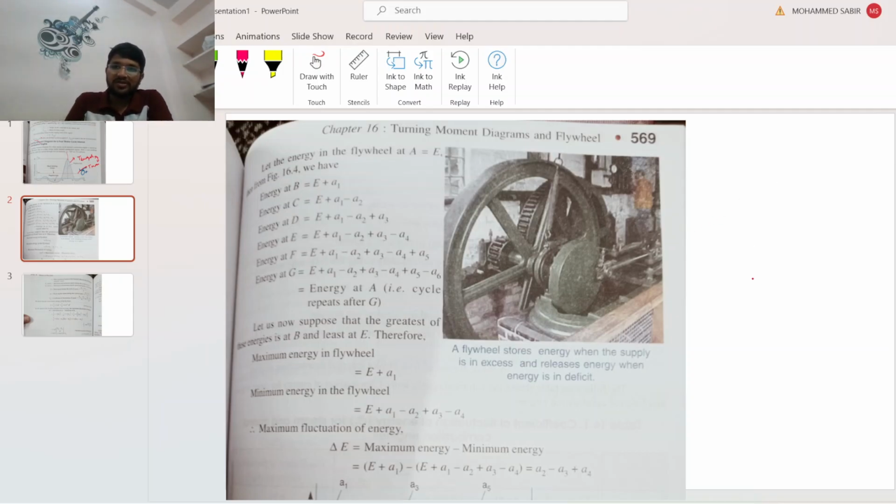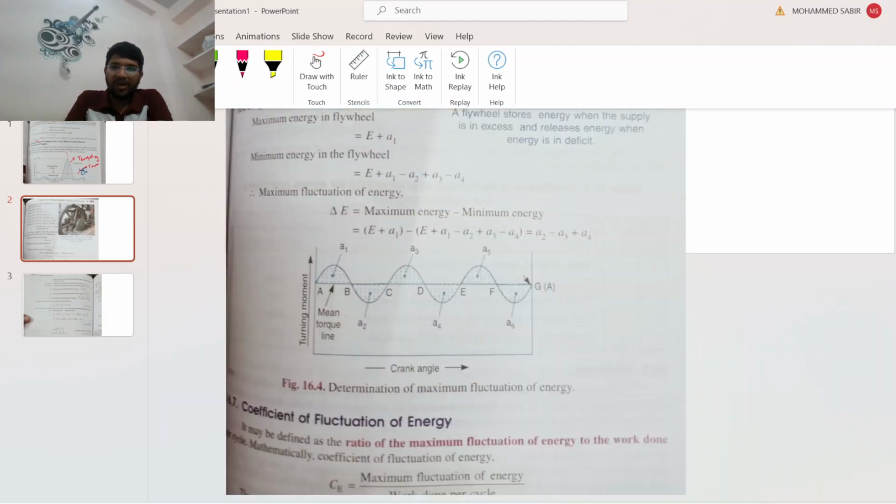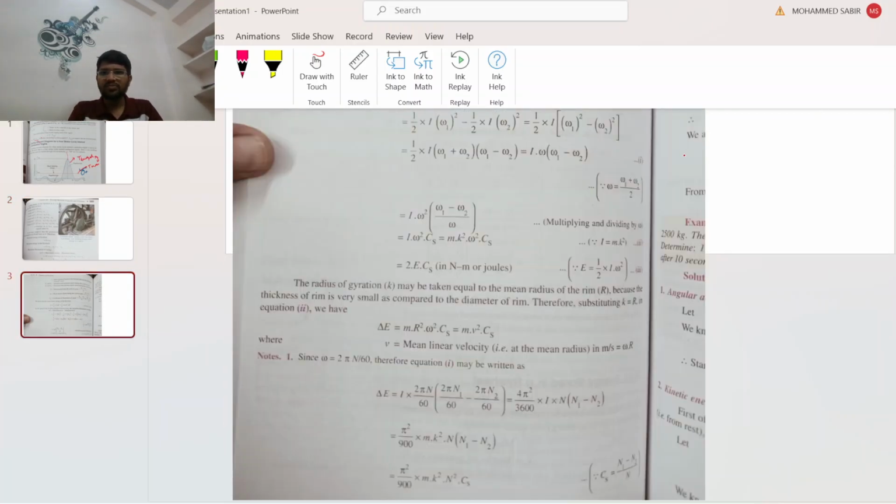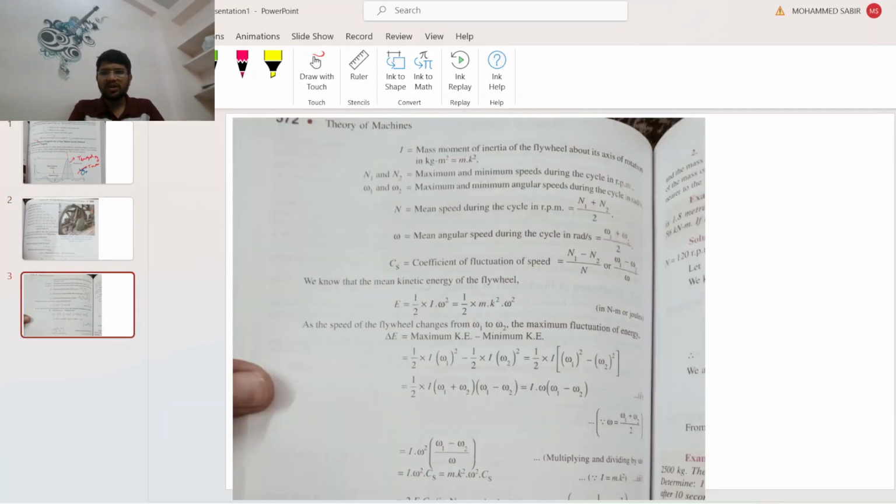By using this expression you can find out delta E. It's not tough, it's a very easy task, you can easily find it out, and we will move to the next part of this flywheel design, which is very interesting, and we want to spend some more time on this topic.